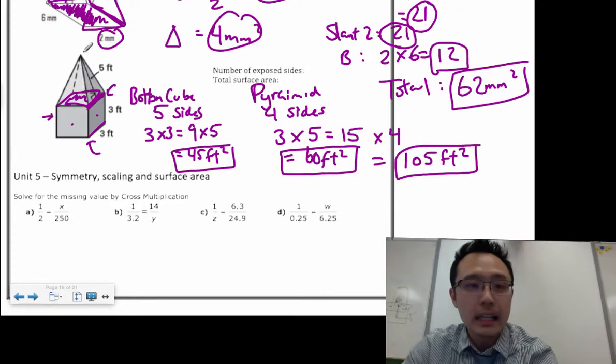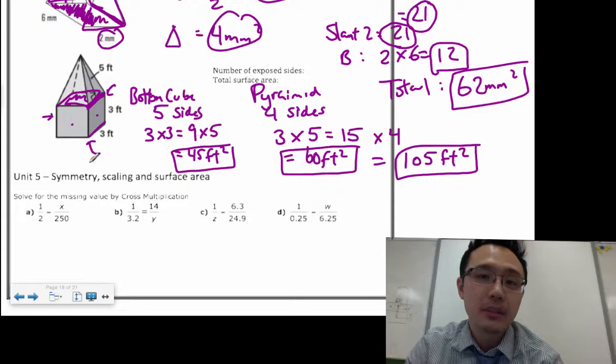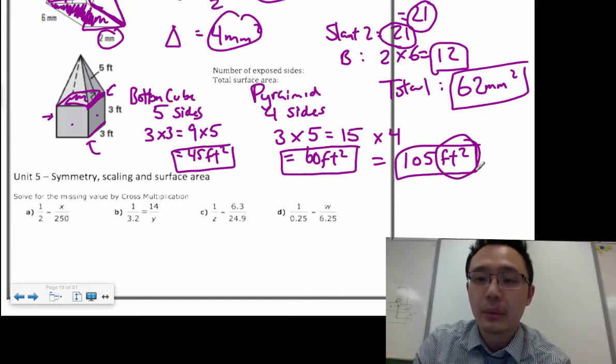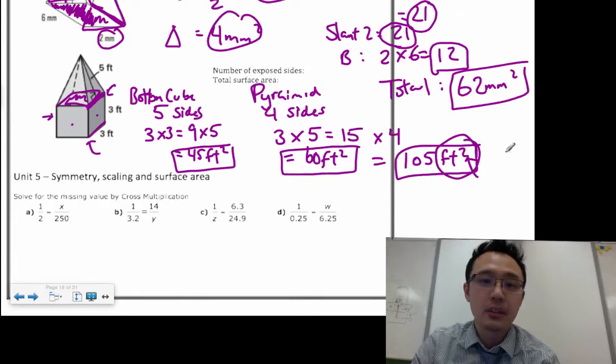Make sure you're able to see all the sides. Make sure you're able to see the calculations. Be thorough with your answers. Make sure you have your unit after with exponent 2. So that's the surface area.